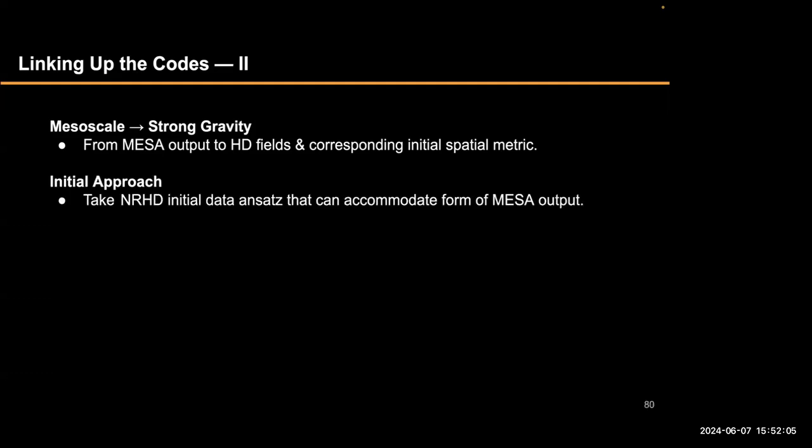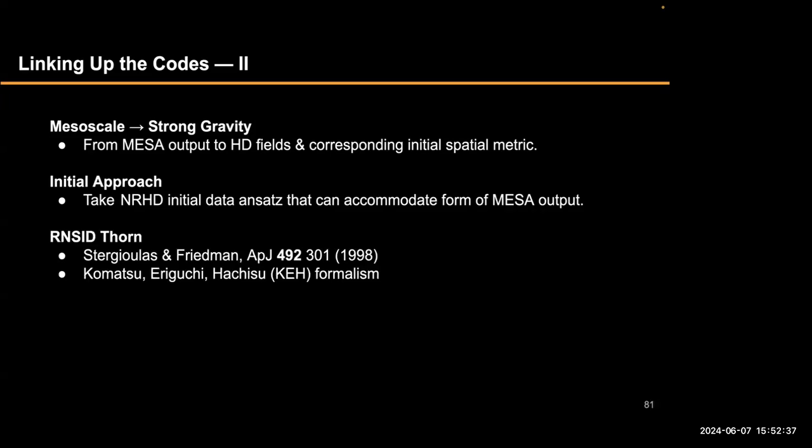And so we have plans on how to do that. But for now, we're basically taking the same approach as we did for transferring data from the cosmological scale to the mesoscale. We're looking at what the equation of state should be and what the mass and the rotation profile for the star should be. We're trying to recreate that initial data completely independent from MESA, right? So we're just using MESA as a guide for now.